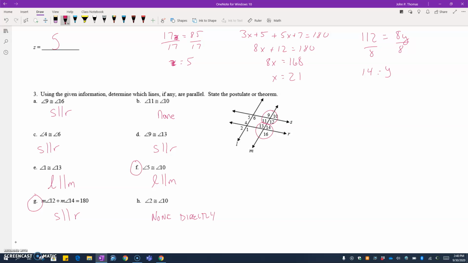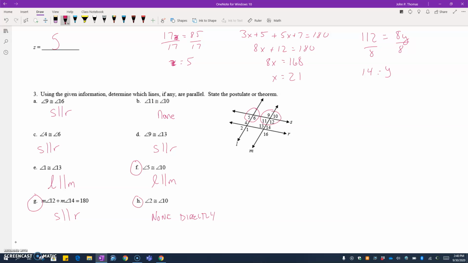If I look at F, on F we're at 5 and 10. I'm going to circle the two angles in play. 5 is on this one, 10 is on this one. So L and M would really be the only possibility. And 5 and 10 are alternate exterior angles, which are congruent, and that means we have parallel lines.